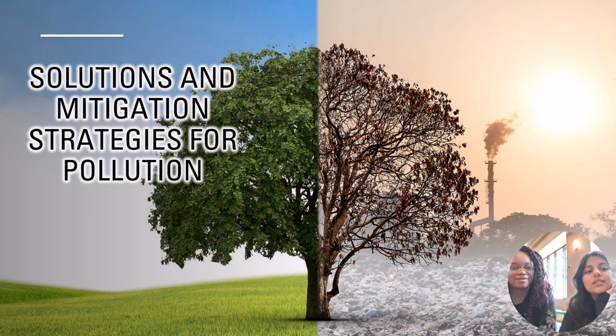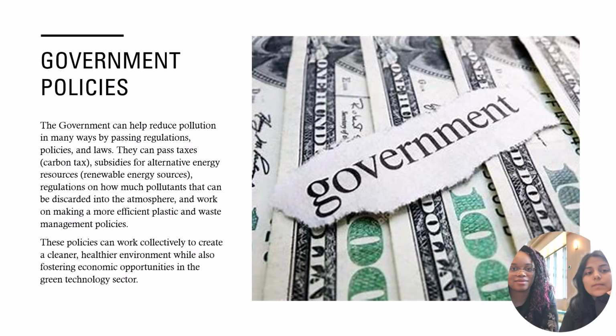Solutions and mitigation strategies for pollution. So what the government can do is help reduce pollution in many ways by passing regulations, policies, and laws. They can pass taxes, subsidies for alternative energy resources, regulations on how many pollutants can be discarded into the atmosphere, and work on making a more efficient plastic and waste management policy. These policies can work collectively to create a cleaner, healthier environment while also fostering economic opportunities in the green technology sector.